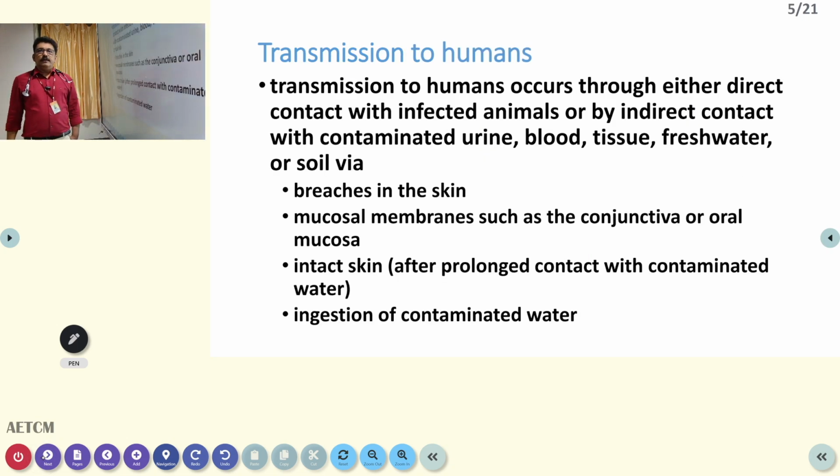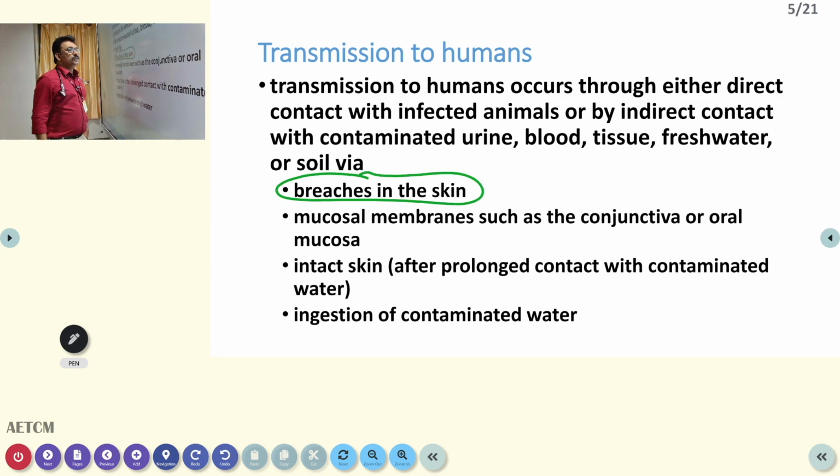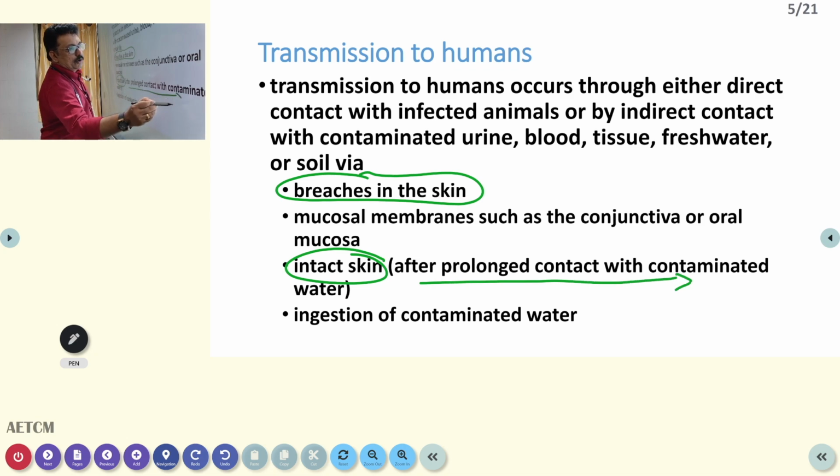Now, transmission, we have already told, is mainly through breaches in the skin. That means injuries in the skin. So those who are working in flood areas, or working in the field during the rainy season, the water will be contaminated. Through that contaminated water, whenever we have an injury to the lower limb, a person can get the infection. Prolonged exposure can also sometimes produce infection through intact skin.